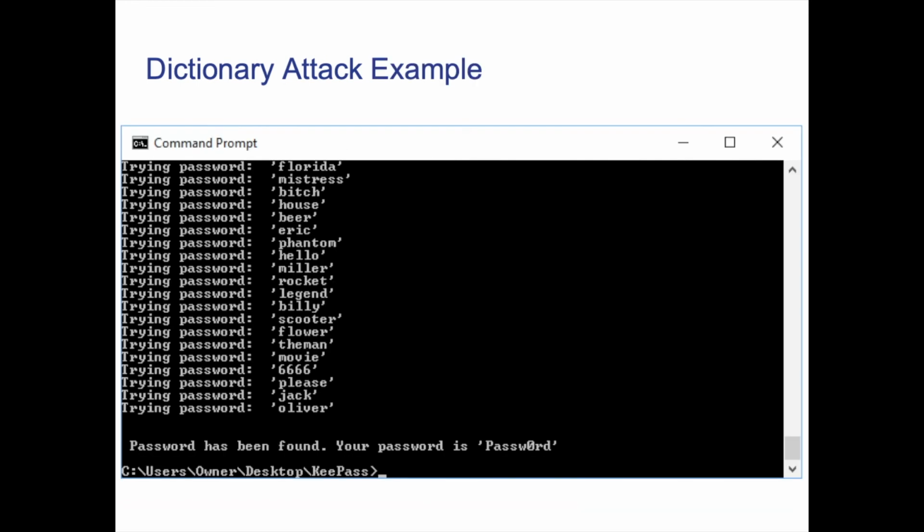Here's what a dictionary attack looks like. It's literally just guessing at what the password is, running the guess through the hashing algorithm, and checking to see if the hash matches the one they got from the database. If it matches, they know what the password is.